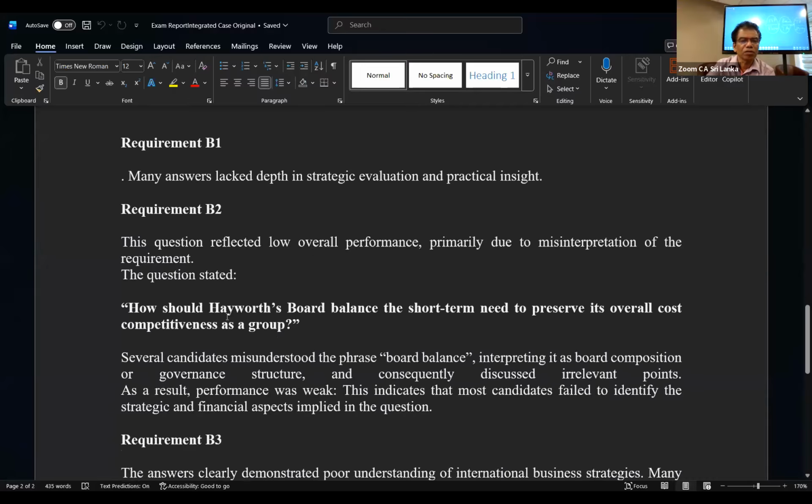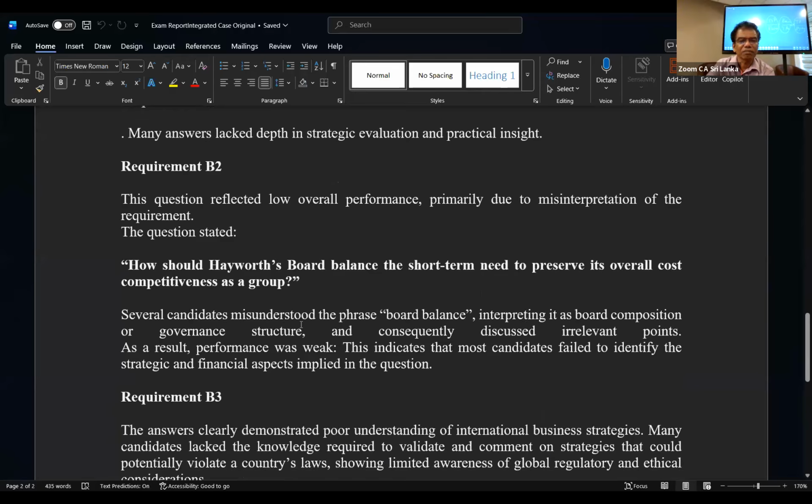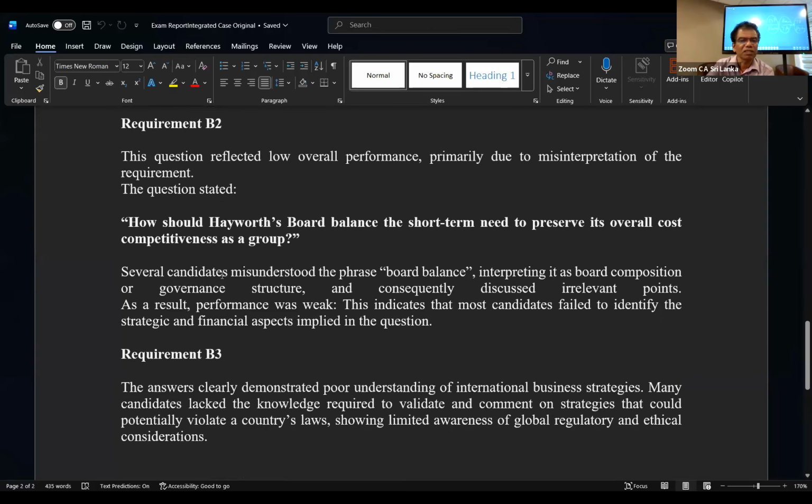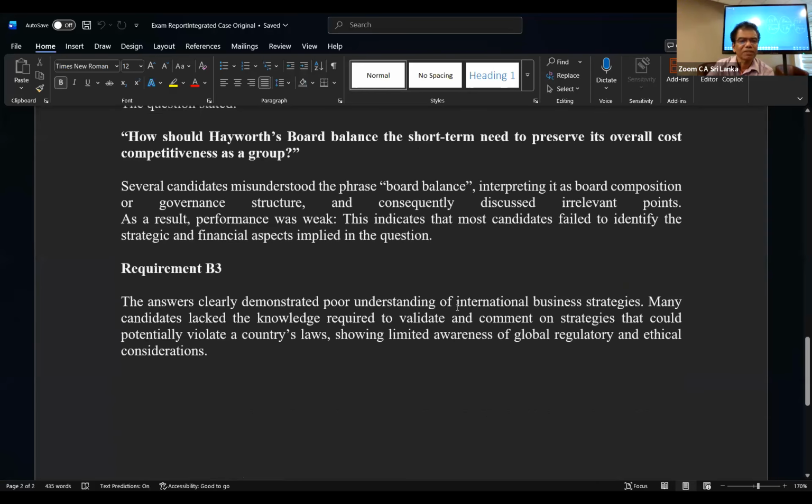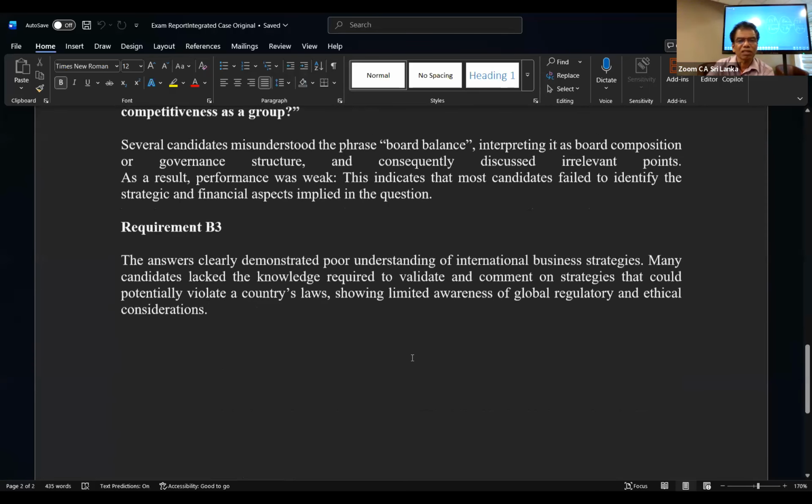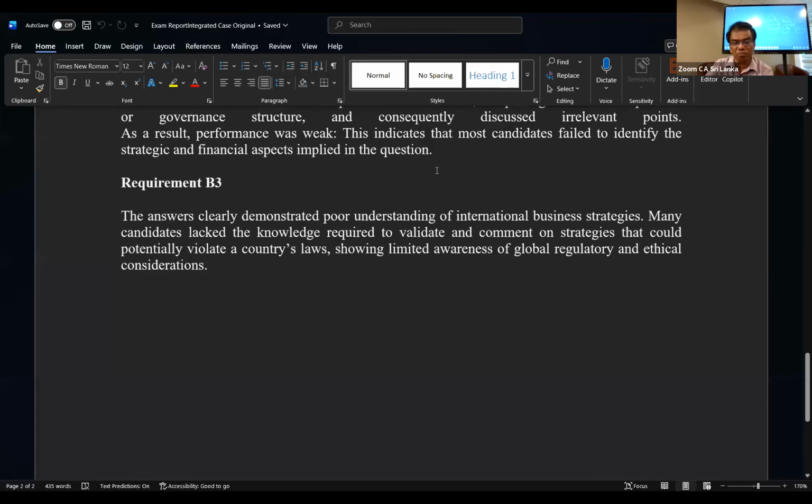The question stated how should a board balance the short term, right? Several candidates misunderstood the phrase "board balance". Put together and read it, right? And they interpreted it as board composition or governance structure, and consequently discussed irrelevant points. Those are the major problems in this.